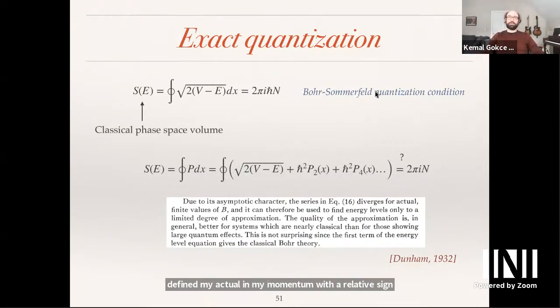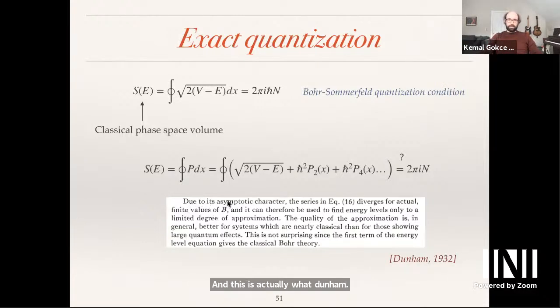So this is the good old Bohr-Sommerfeld quantization condition, right? Now, I can make a conjecture that says, well, if I consider all orders in the WKB expansion, if I consider the corrections, the H-bar corrections to this classical action, then maybe that's quantized. I just replace here my classical phase space volume with the quantum action. And this is actually what Dunham proposed.